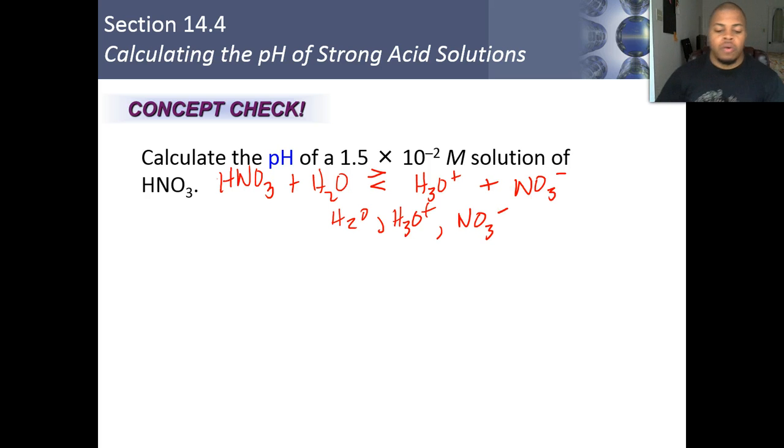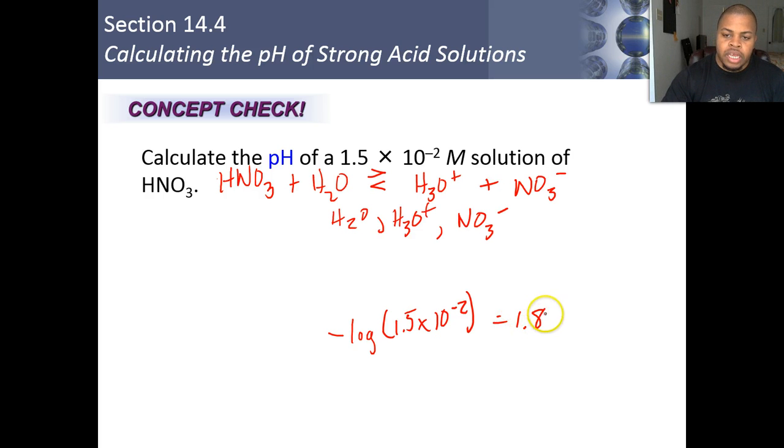Now, we know that despite this, our major donor of hydrogen ions is actually going to be from our nitric acid. So, HNO3, we know that we have about this concentration of hydrogen ions, so we're going to take the negative log of 1.5 times 10 to the negative 2, which gives us a pH of approximately 1.82.